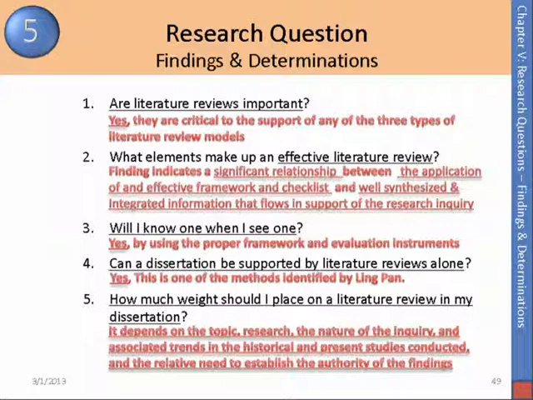And can a dissertation be supported by reviews alone? The answer is yes. And then how much weight rather should I place on a literature review in my dissertation? That really depends upon the topic, the research, and the nature of the inquiry. And associated trends in history, as present studies have been conducted, and the relevant need to establish authority for the findings is required.